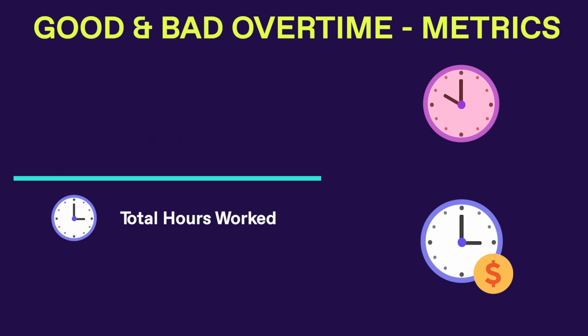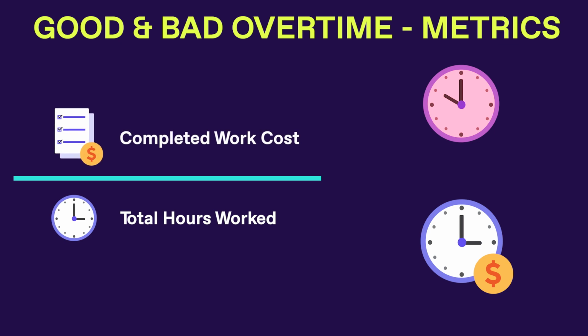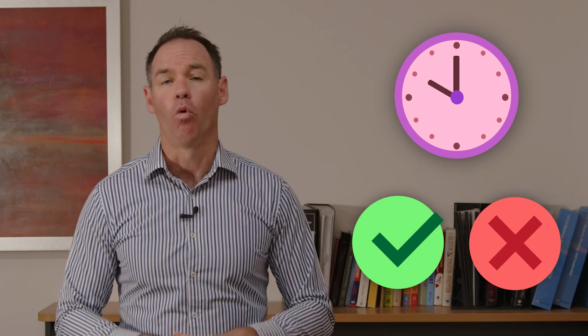The way you would calculate that would be the total cost of the work being completed divided by the hours that have been worked, the same number that you've used for the revenue calculation. That way you can see in your business if the overtime you're doing is good overtime or if it's bad overtime.